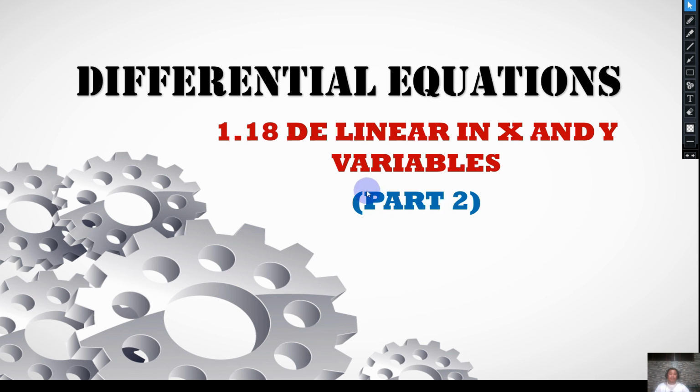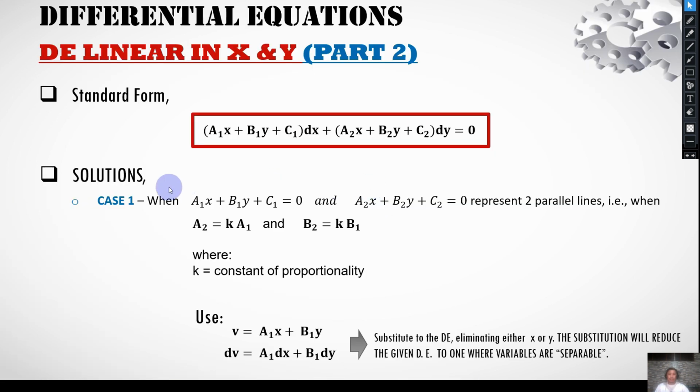kino-consider natin yung case number 1. Ito yung case number 1 natin doon in which itong K ay magkapareho. Ibig sabihin ay meron tayong dalawang parallel lines doon. So, we use now this B is equal now to A sub 1 x plus B sub 1 y. At saka itong dB equals to A sub 1 dx plus B sub 1 dy. So, again, we are using the same standard form here.